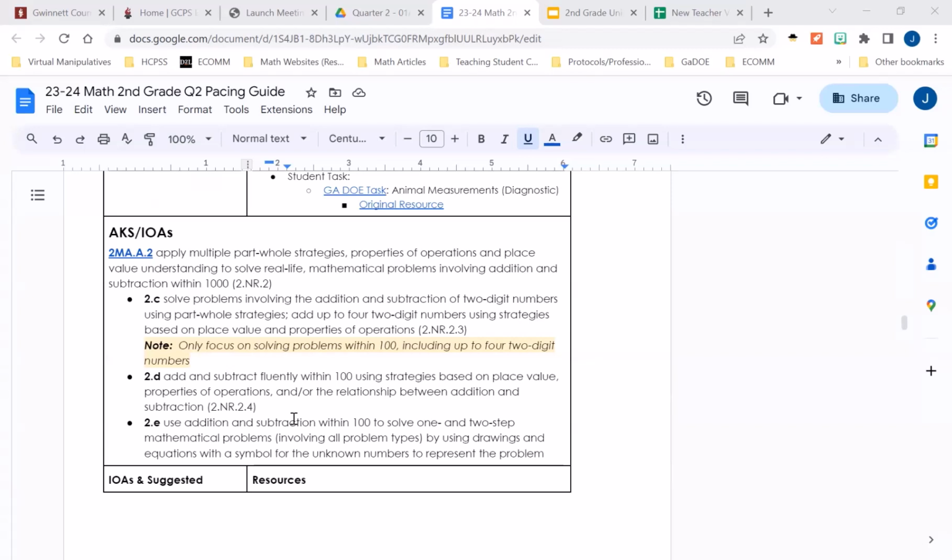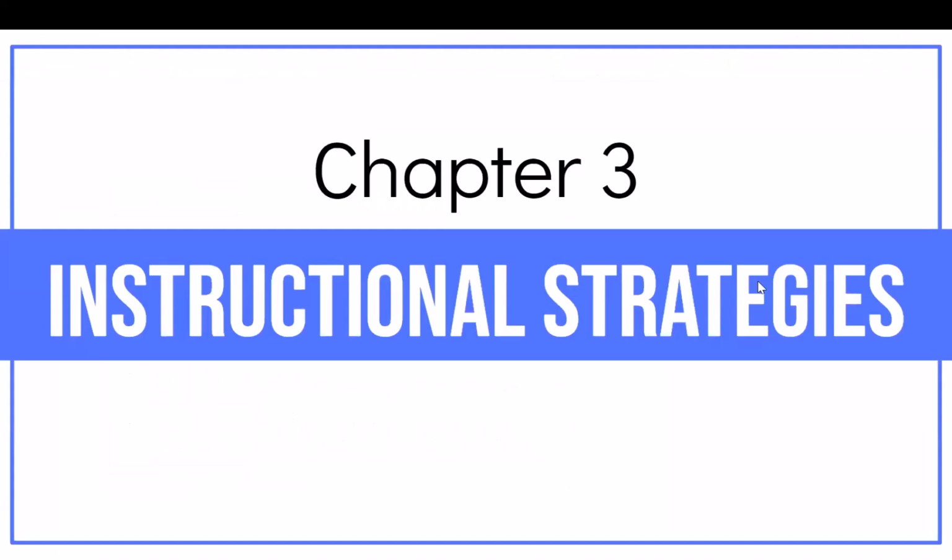This progression was used because students are revisiting these IOAs. These IOAs were introduced in Unit 2. Chapter 3 of the video will highlight specific instructional strategies that will be utilized in Unit 3. Please refer to the Analyzing the Standards, ATS, for guidance on additional instructional strategies for each IOA.